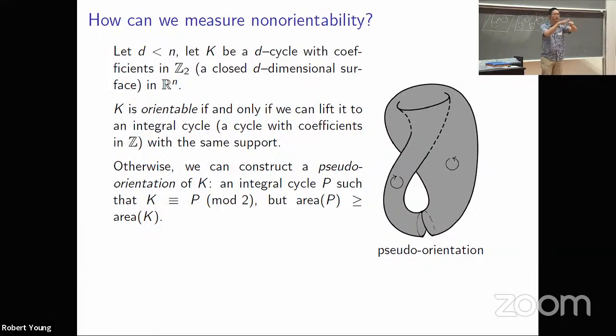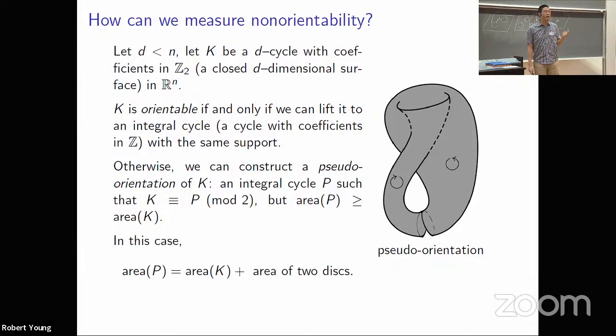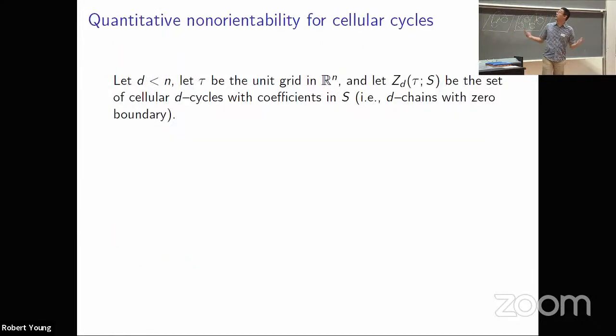So you have the surface of the Klein bottle with multiplicity 1, and then you have that disk with multiplicity 2. It's congruent mod 2 to the fundamental class of the Klein bottle, but the area is bigger. Specifically, the area is bigger by exactly the area of those two disks. More generally, we can do the same thing for arbitrary D cycles.